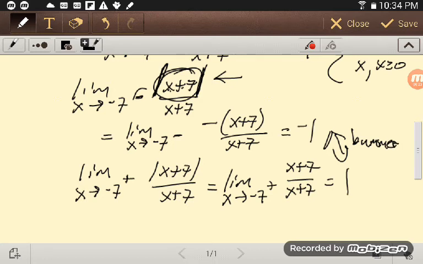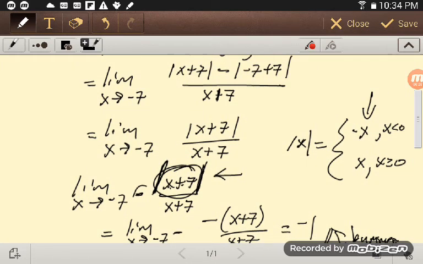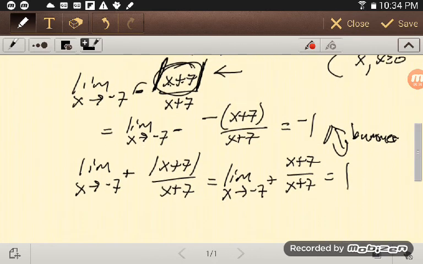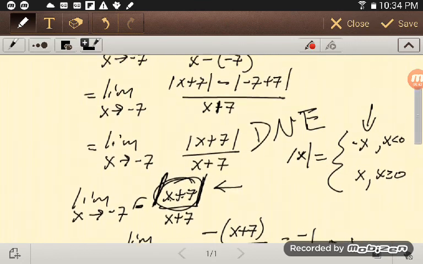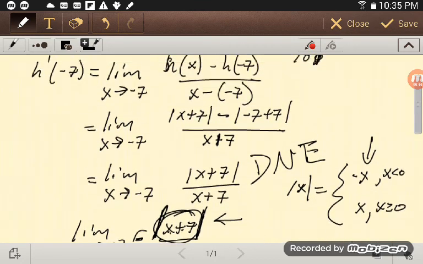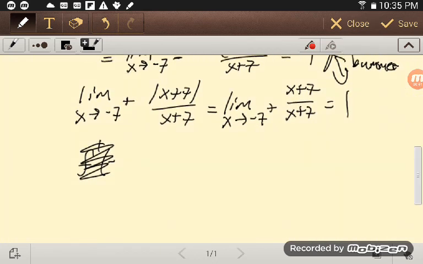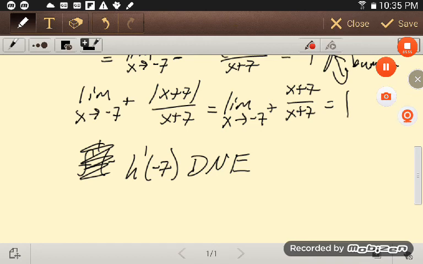So this limit up here does not exist. So in the case of number 73, that derivative does not exist. So f prime, oh wait, no, it wasn't f, it was h. So h prime of -7 does not exist. Alrighty, so I think that's enough problems from section 2.1.